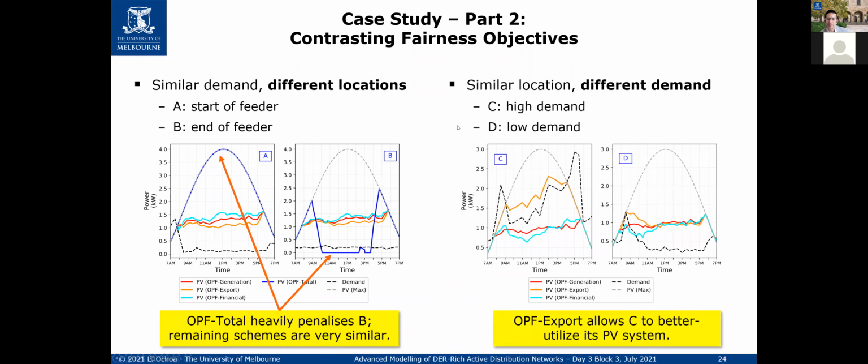Now, if we look at a similar location and different demand, then we have different results, right? They might have the same generation potential, the same PV system, but because someone is locally consuming more electricity that day because they're at home, they are affecting the network less. So forcing them to do the PV generation optimization or the export optimization that supposedly were fair might not necessarily be that great, because actually the financial one is what matters, right? In this case, the PV OPF export is actually allowing higher values because of the demand here. So depending on what you consider as fair, you will have very different results.